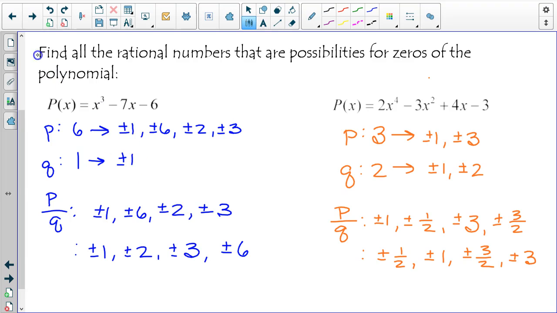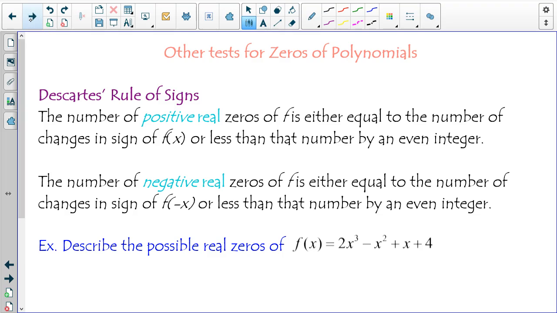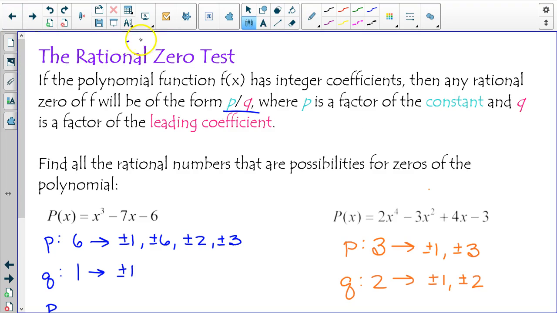Hang on. Let me show you something else before you ask me that question. Okay? So let me say this too. Let me back up. What is this called? The rational zero test. Rational. That means there could be irrational zeros. We just don't have a way of listing what they could possibly be. Okay?